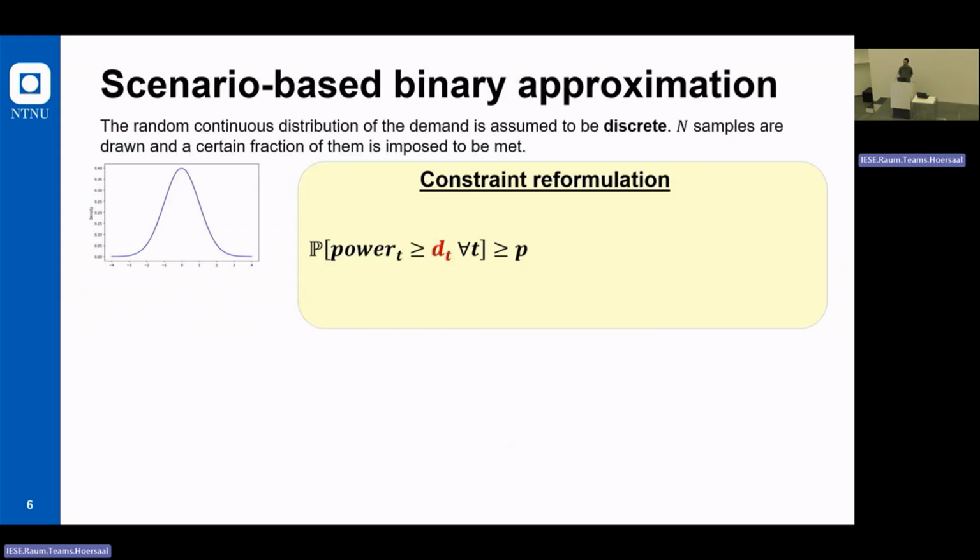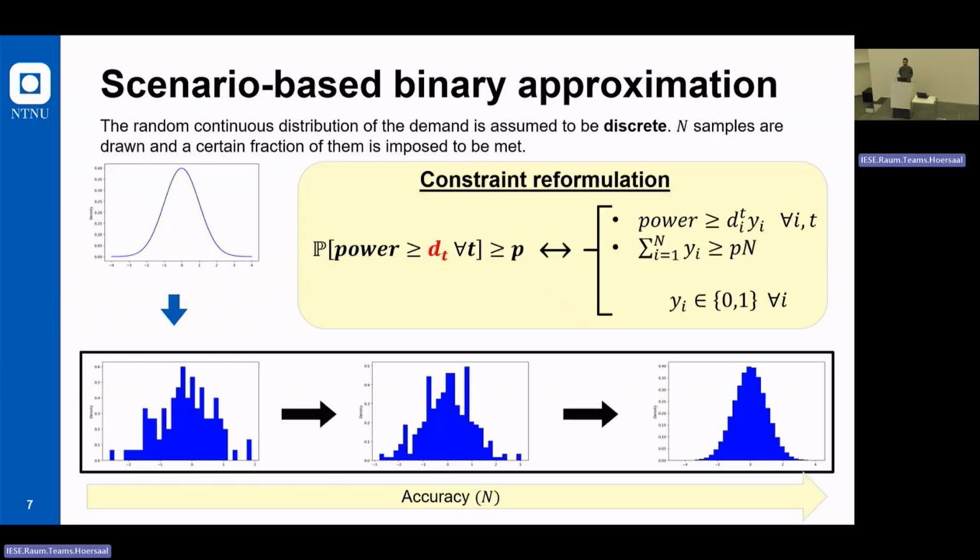So the way you do this reformulation into an MILP is, as we said, the demand follows a normal distribution, specifically a multivariate normal distribution. And what we will do is gather n samples that follow this distribution, and we will impose that a percentage of these samples is met. To do that, we introduce a new variable, which we'll call y. And this variable is a binary variable.